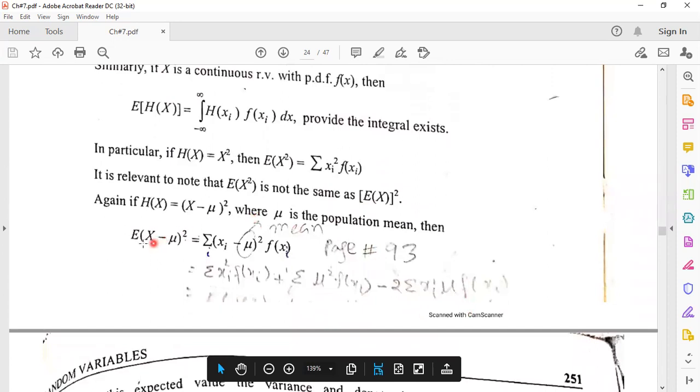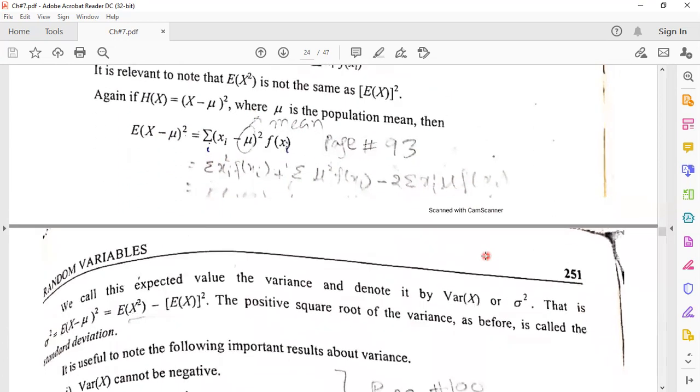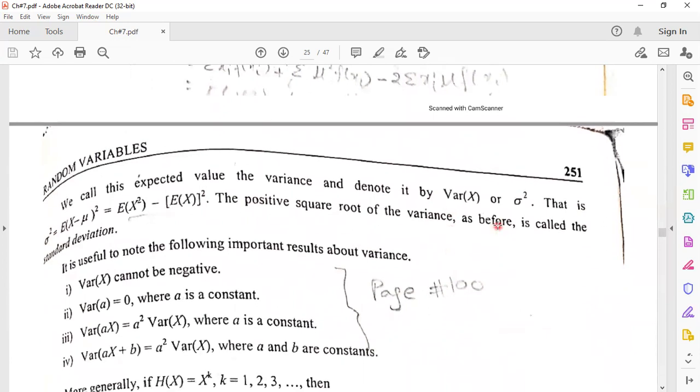Again, if h of X equal X minus mu का square, where mu is the population mean, then expected value E of X minus mu का square equals summation xi minus mu whole square f of x. We call this expected value the variance and denote by variance of X. Other notation is sigma square, that is sigma square equal E of X minus mu whole square, which is equal to E of X square minus E of X whole square.